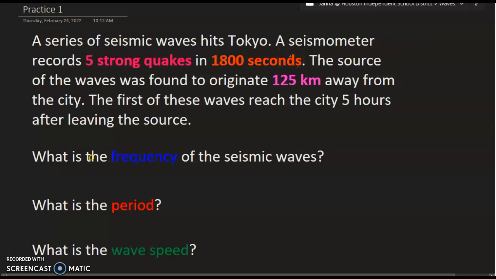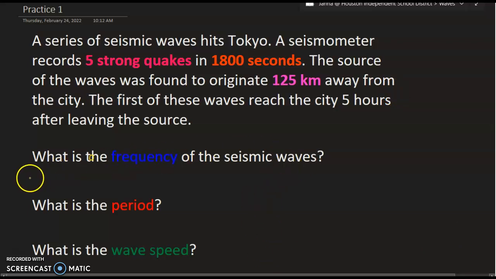Let's go. A series of seismic waves hits Tokyo. A seismometer records 5 strong quakes in 1800 seconds. The source of the waves was found to originate 125 kilometers away from the city. The first of these waves reached the city 5 hours after leaving the source. What is the frequency of the seismic waves?